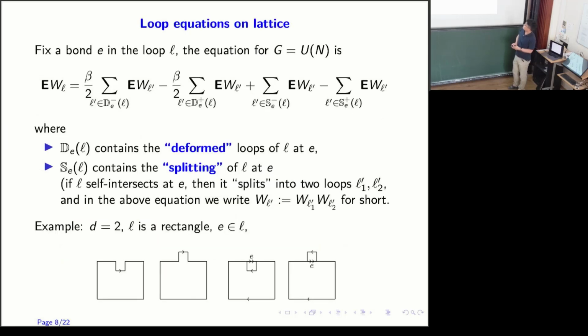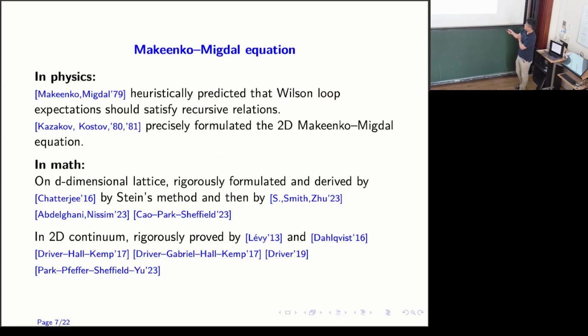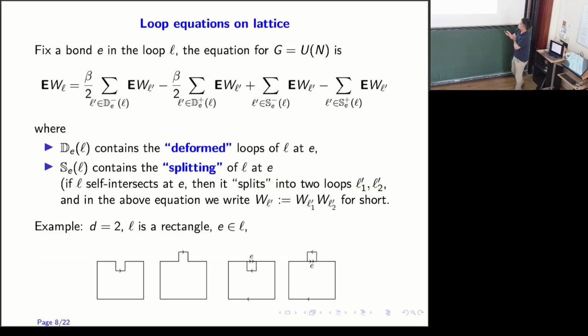So what is this equation? Let's start from the lattice case. This is the version of the lattice loop equation proved by Cao-Park-Sheffield. Here, on the left-hand side, I have the expectation of the Wilson loop L. Now, recall that this Wilson loop is defined by the product of the Q variables over all the edges along the loop. I fix one edge, one bond in the loop, called E.